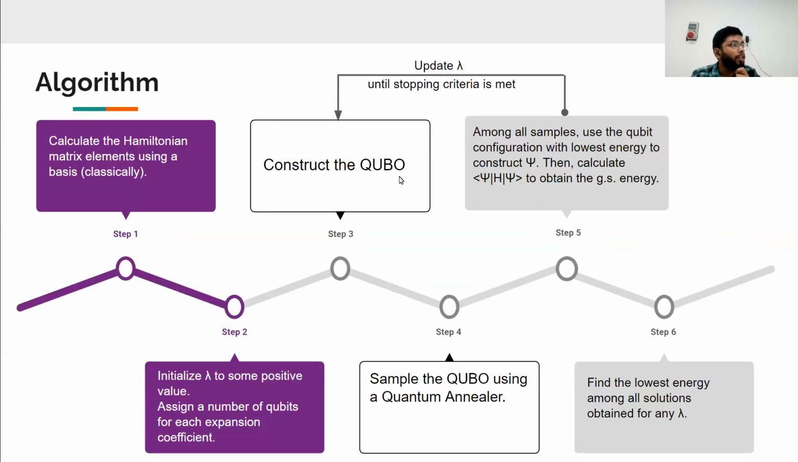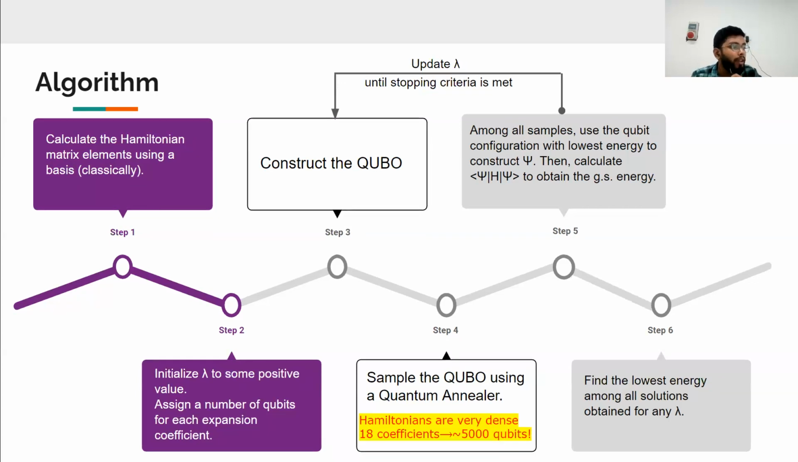Then you construct a new QUBO, and you keep doing this until you reach some stopping criterion or convergence. Then you pick the best solution among all the solutions that you got, and that you say is the energy of your system computed through the QAE method. The problem here is that molecular Hamiltonians can be very dense. We have seen from our calculations that even if we have just 18 coefficients, it gets converted to 5,000 qubits on the D-Wave quantum annealer. That's a huge number of qubits required.